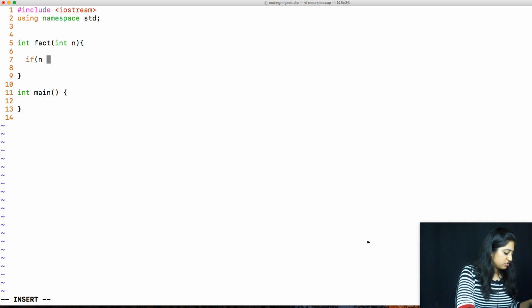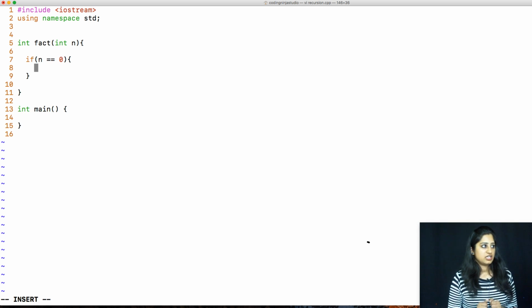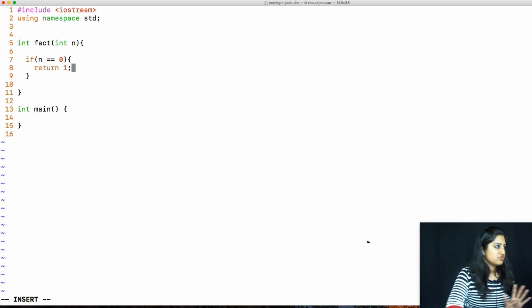So the first thing that we should write here is the base case. The base case, we decided, is n equal to 0, because that's the simplest factorial problem anybody can give you. So 0 factorial is pretty easy to solve. The answer of 0 factorial is 1.